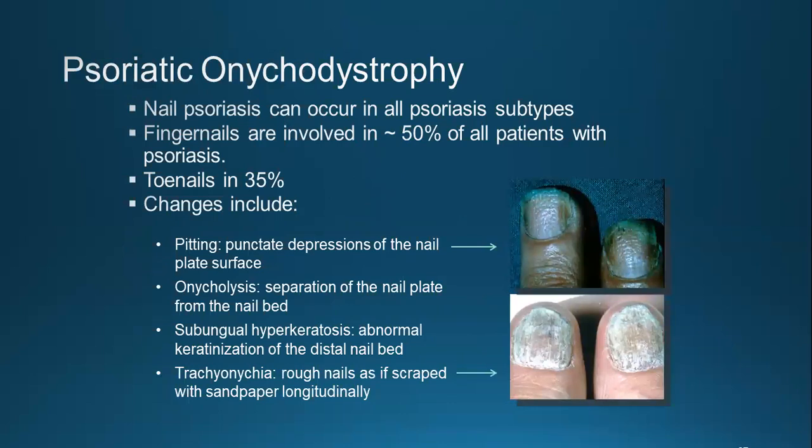Psoriatic onychodystrophy. Now, psoriasis does not only affect the skin or the joints and other systemic involvement, it also causes nail involvement. Nail psoriasis can occur in all psoriasis subtypes. It can occur with the skin psoriasis or it can occur only as a psoriatic onychodystrophy. 50% are involved. Toenails and fingernails are more involved.